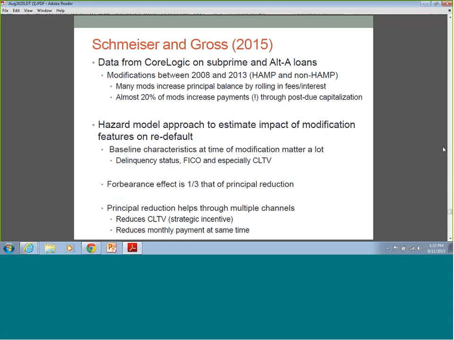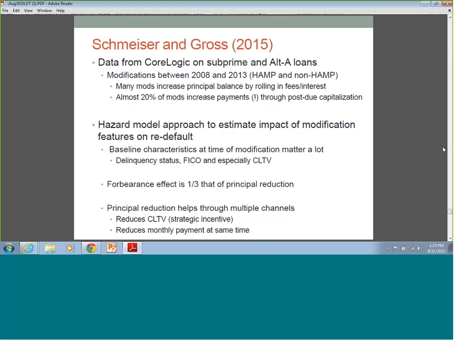The paper uses the hazard model approach to estimate the impact of modifications on redefault, and I think Max undersells this a little bit, but you do see the types of features of the contract you would expect to reduce delinquency. It does in fact reduce delinquency. If you help people by requiring them to make smaller payments, they're more likely to make those payments. I think that's pretty intuitive and obvious.